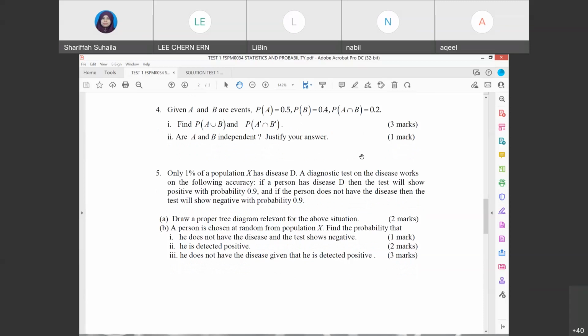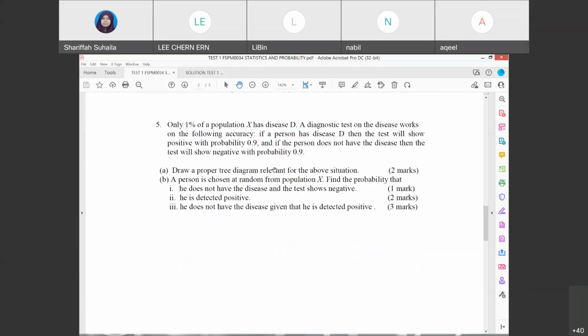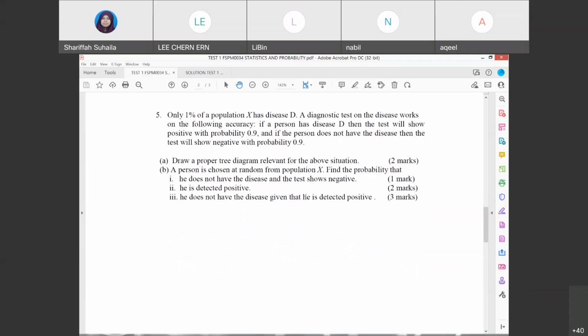Okay, number 5. Just draw a tree diagram. Okay, number 5, what is your answer, Luqman? Can you write the answer? 5A, it's okay, just draw the tree diagram. 5, 1, 2 and 3. Or anyone else, do you have an answer? What is your answer? Oh, not yet, okay.